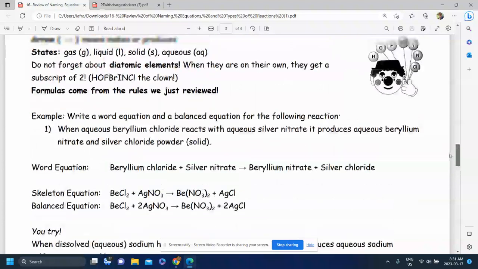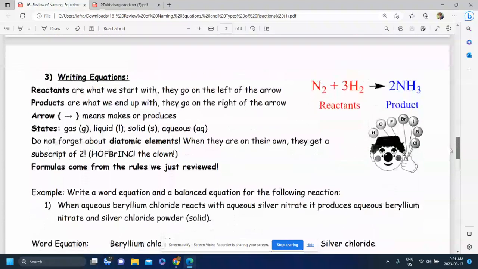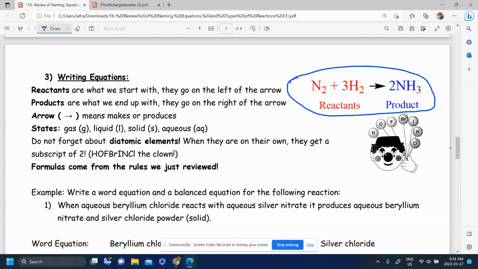In this video, we're going to do a quick review of writing chemical equations. Remember, chemical equations are just a summary of what's happening in a reaction. Rather than write big paragraphs, you can write it in this format over here, where you have an arrow. This arrow means to produce or to yield or to make. On the left side of the arrow, you have the reactants. That's what you start off with. And on the right side of the arrow, you have the products or product.